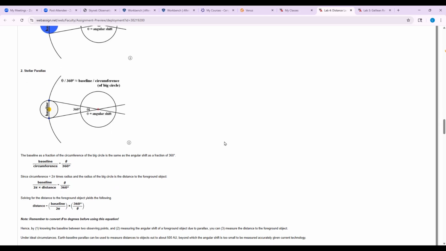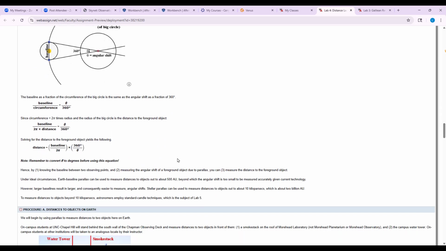The question is that, okay, theta, I can measure it. Baseline, I may know, or measure in a different way that we learned before. But how many parameters do we have? 360 is the constant, and baseline and theta we have. And we don't know this circumference. How can we calculate it? Then we write the proportion like this: baseline divided by circumference, and theta divided by 360.